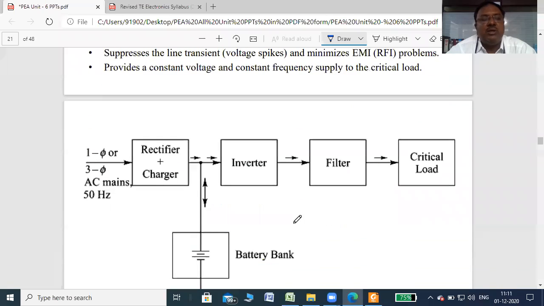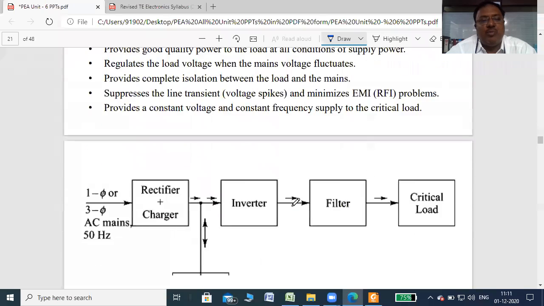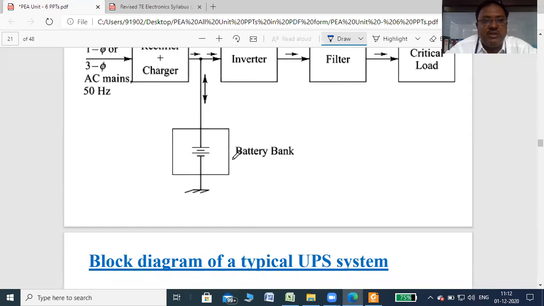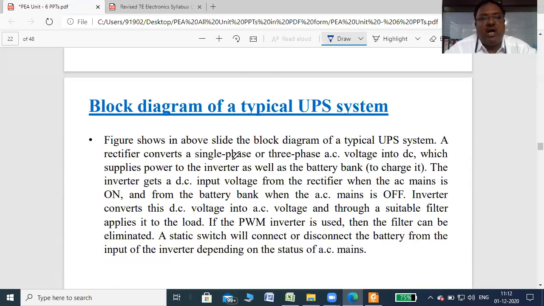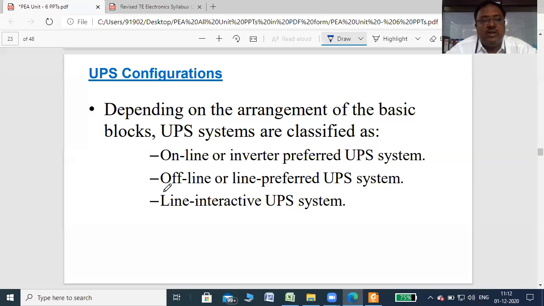So these are the advantages, or major features, of UPS. Single phase or three phase AC mains, then rectifier plus charger, then inverter, then filter, then critical load. This is a block diagram of a generalized UPS. We have two or three types of UPS. That is online UPS, then offline UPS, and line interactive UPS.